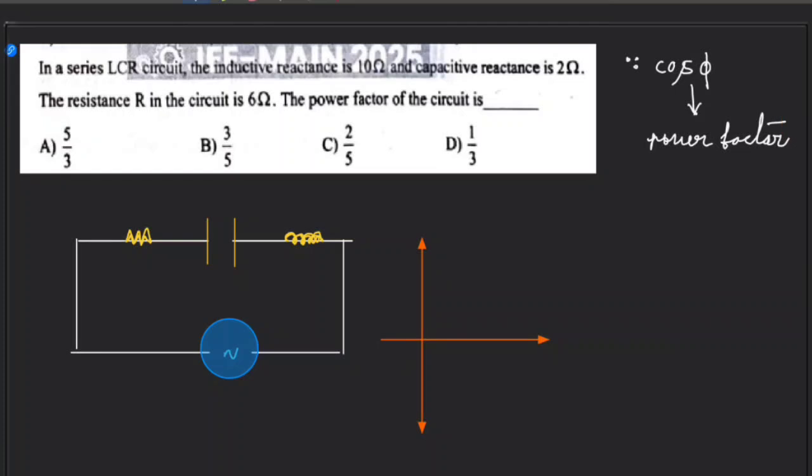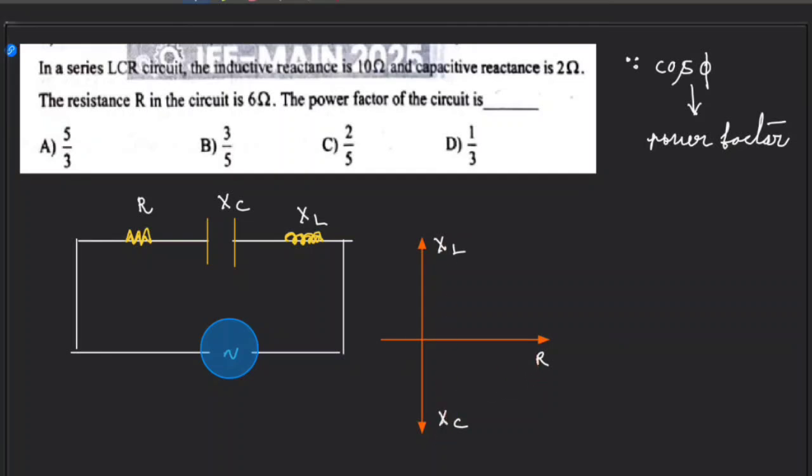So this is the resistor, this is the inductor, and this is the capacitor. The inductive reactance is XL, the capacitive reactance is XC, and this is the resistance R, right? So in the phasor diagram, all this can be represented like this, if you remember. This is XL, this is XC, and this is R.